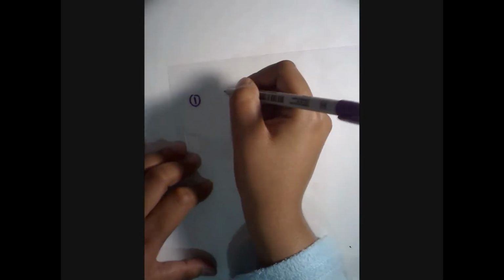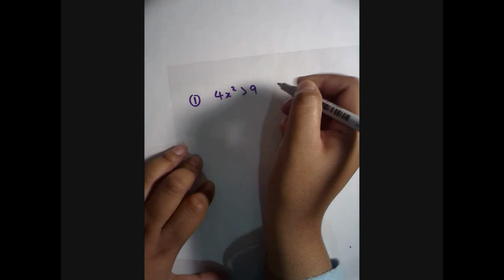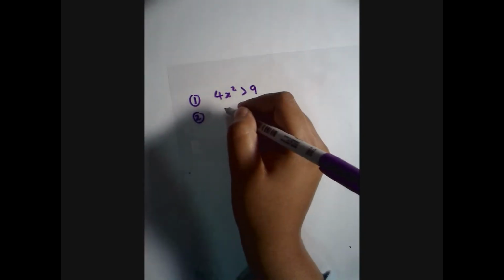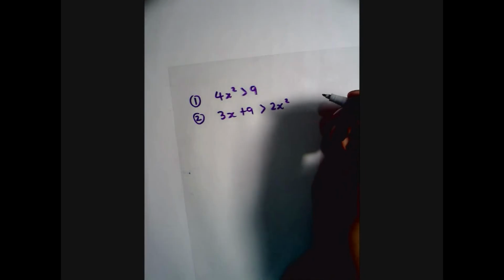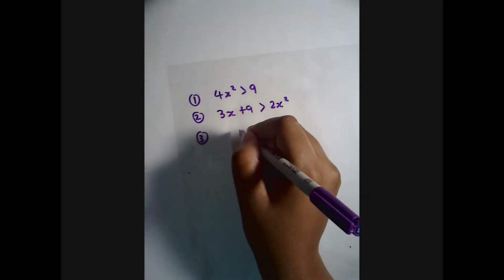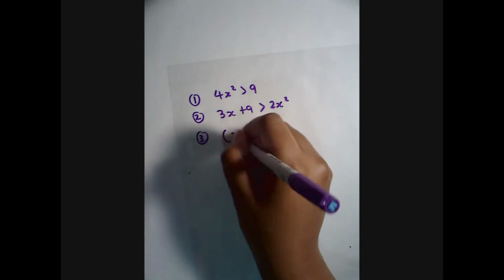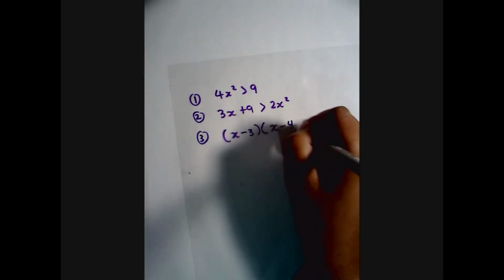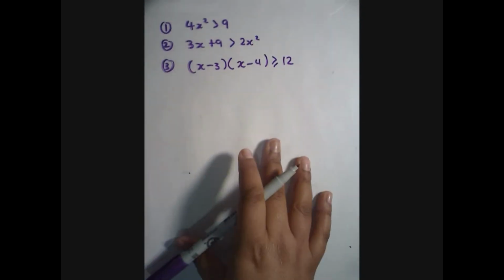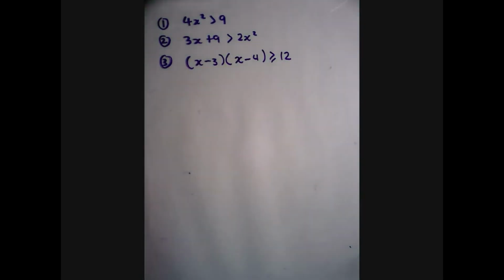Right, so the sums I want you to do are these. Number 1: 4x squared greater than 9. Number 2: 3x plus 9 greater than 2x squared. Then number 3, let's see what you can do. I'm trying to find some hard ones for you. I think this is more than enough now. So put the timer on for 6 minutes, pause this video and come back so you can do it.